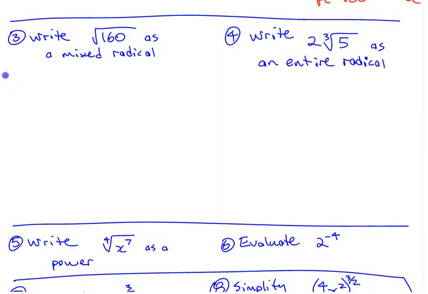If you know your perfect square factors, 4, 9, 16, 25, 36, and so on, look to see if you can divide it by those numbers. Can I break 160 down into 2 factors where one of them is a perfect square? How can I break down 160 into just two factors, where one of them is a perfect square?